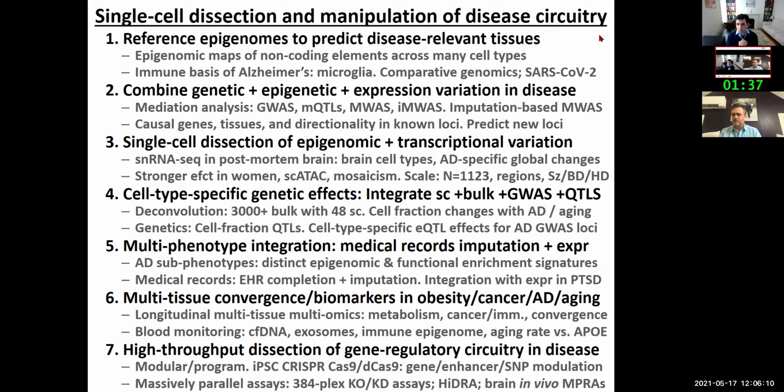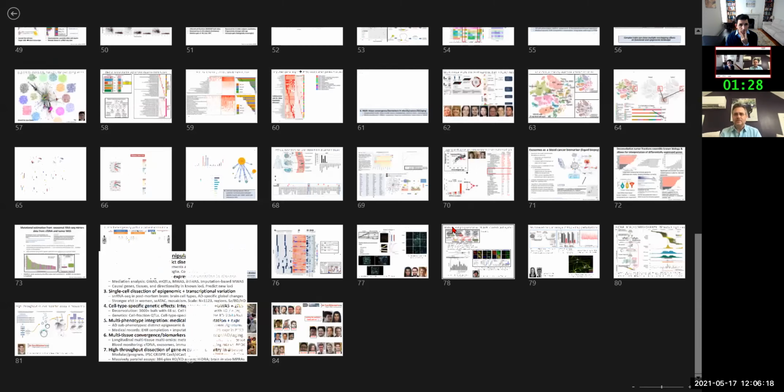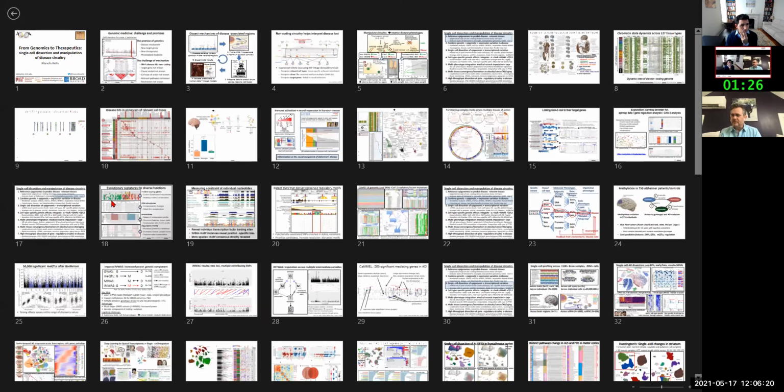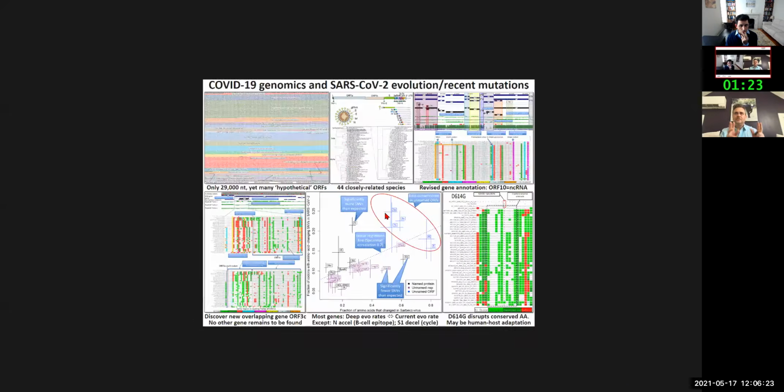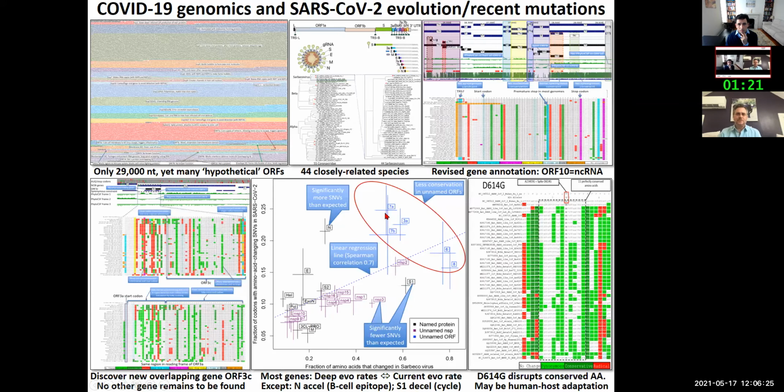Excellent. So I have one question from me about the coronavirus stuff you talked about. So you described this new ORF3C, I think, which is newly described. So was that an ORF that's only present in a subset of coronaviruses, or it was just a newly recognized ORF?